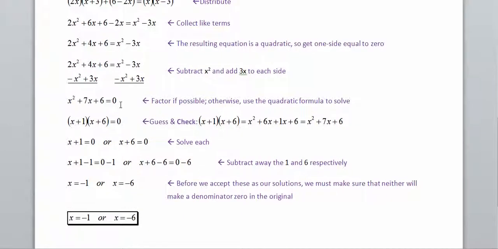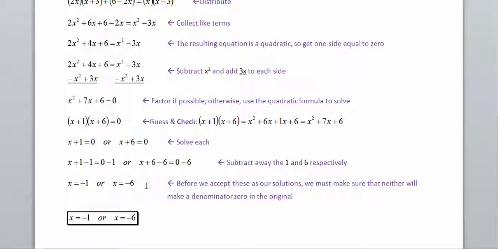At that point, if we think it factors, go ahead and factor it. Otherwise, just use the quadratic formula. But I think that it factors, so I take my guesses of x plus 1, x plus 6. I needed two numbers that multiplied to 6, added up to 7. That's the 1 and the 6. So I guessed, and I checked, and it's right, so I came back, wrote it in factored form, could set each factor equal to 0 and solve. So when we solve, we get x equals negative 1 and x equals negative 6.